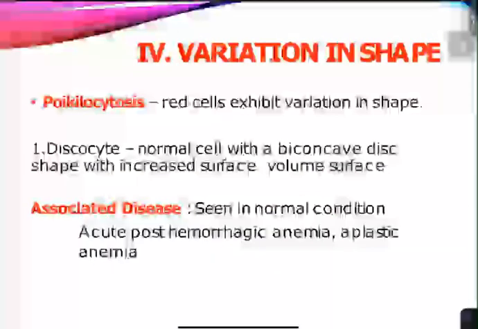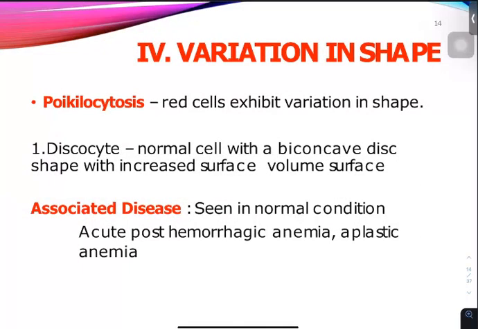Okay, next is the variation in shape. Okay? As to your shape, you depict this or you note this as your poikilocytosis. Variation in shape. On your size is anisocytosis. Shape is poikilocytosis. Okay, your normal cell is called as discocyte or discoid shape. Okay, biconcave disc with an increased surface area volume surface.